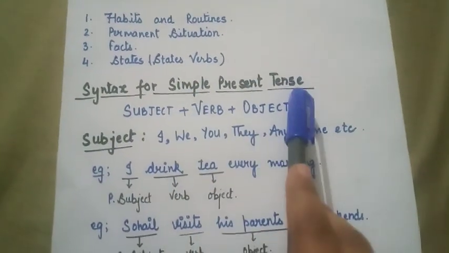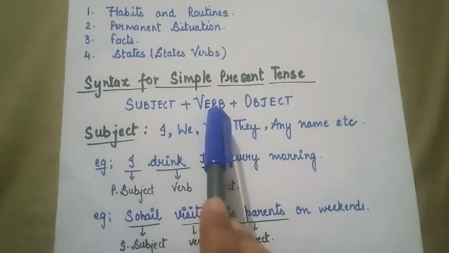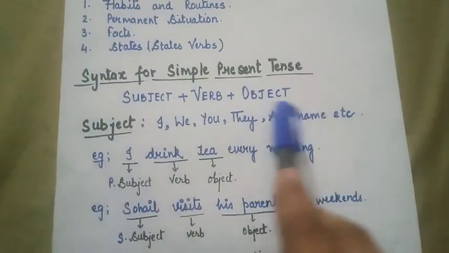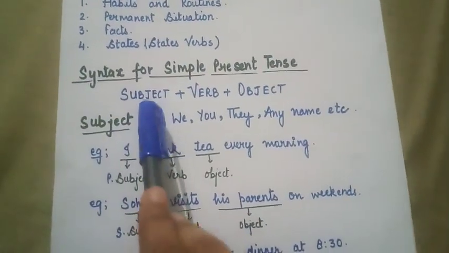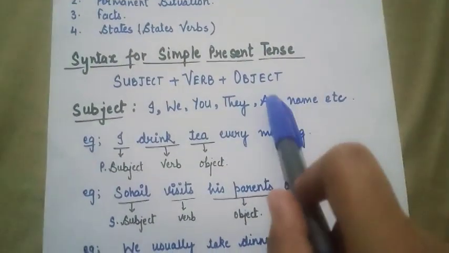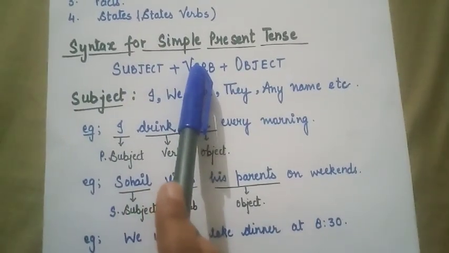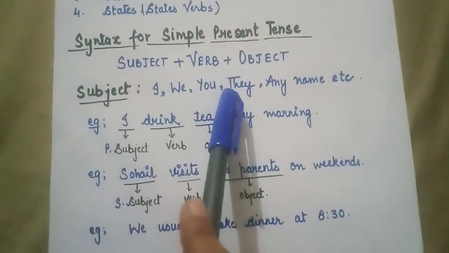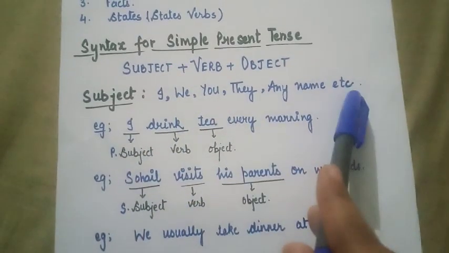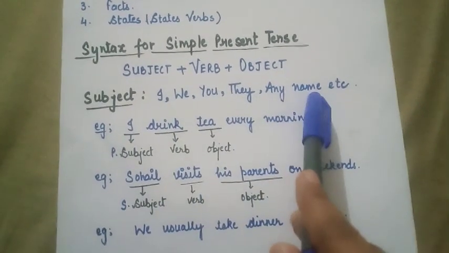Now see what the syntax for the simple present tense is, meaning how you will form simple present tense. First you have to use the subject and then the verb and then the object, right? This is how you will form simple present tense, by using the subject first, and then according to the subject you have to put the verb and then the object, right? Now the question is, what are the subjects? These are the commonly used subjects I have written over here: I, we, you, they, or any name, etc. Like any name you can take. So these are the commonly used subjects.